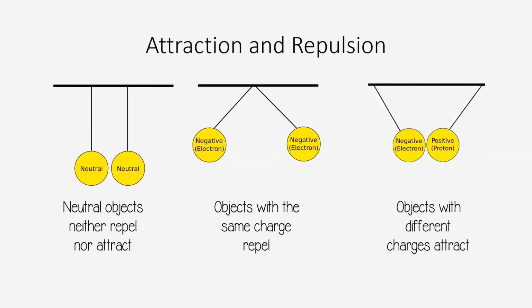When you have two opposing charges, a positive charge and a negative charge, they attract each other. When two charges are alike, a negative charge and a negative charge, they repel each other. So they try to move away from each other as much as possible. The same applies for a positive charge and another positive charge. When you have two neutral objects, you have neither repulsion nor attraction.